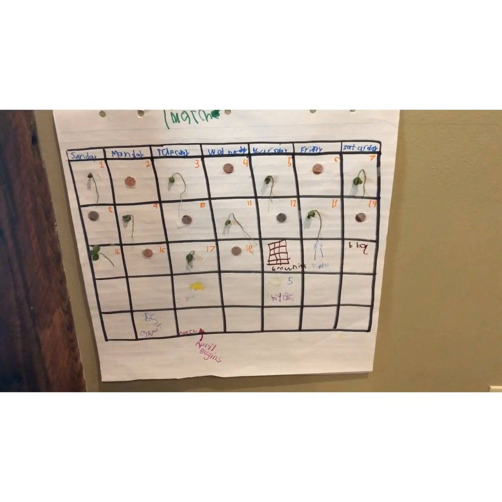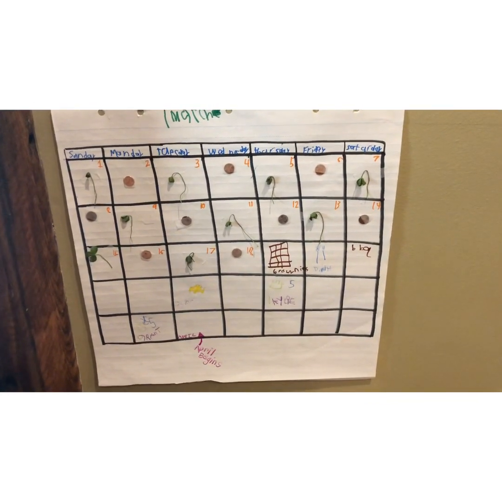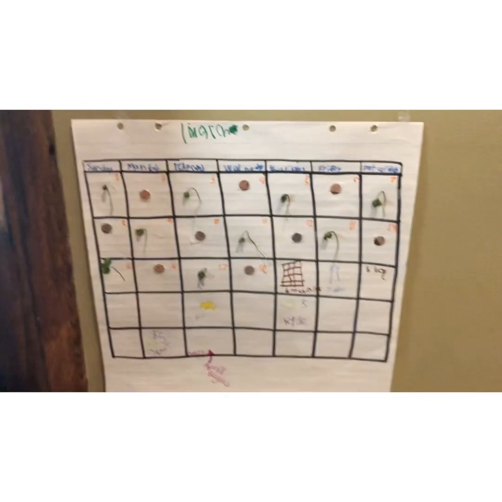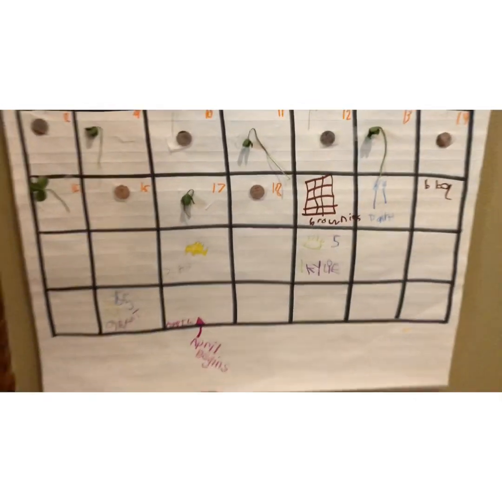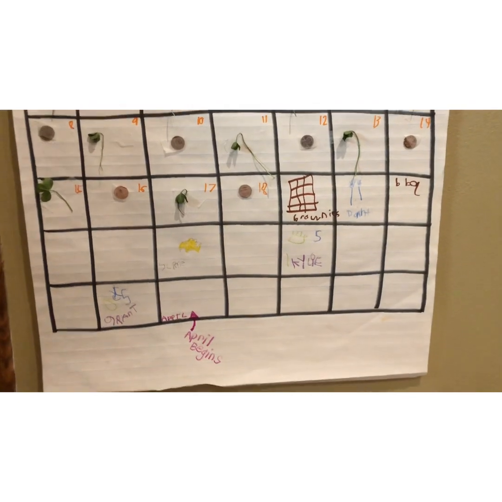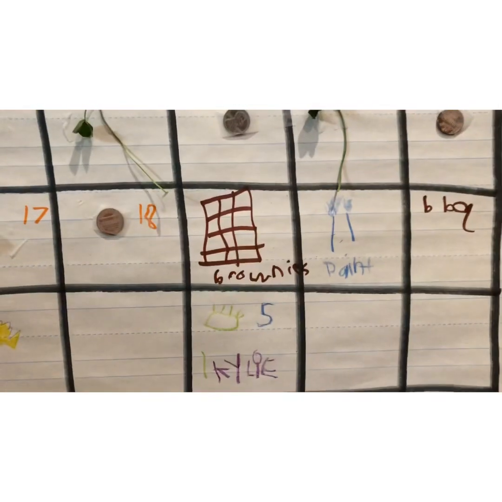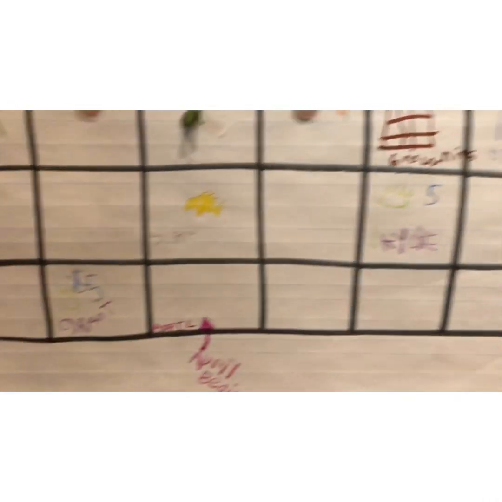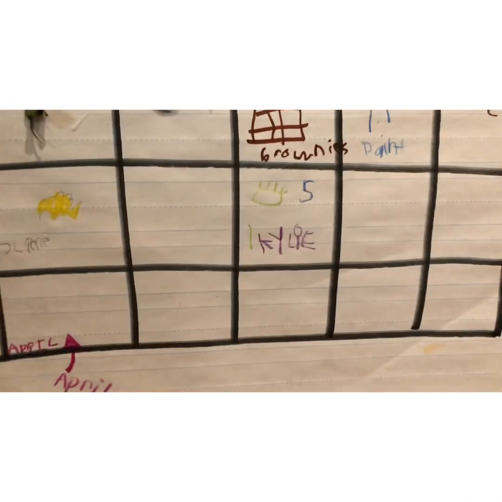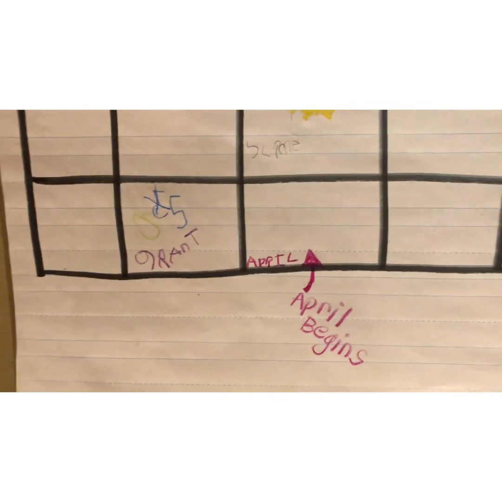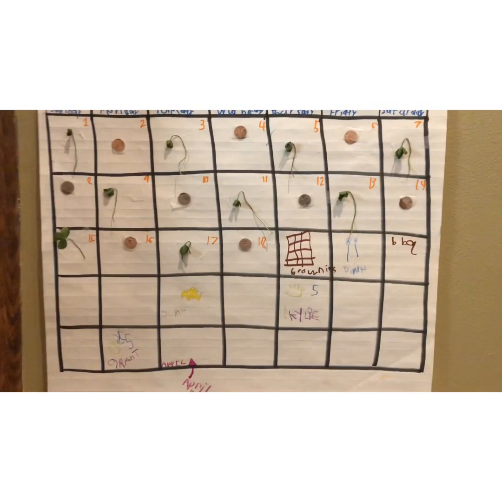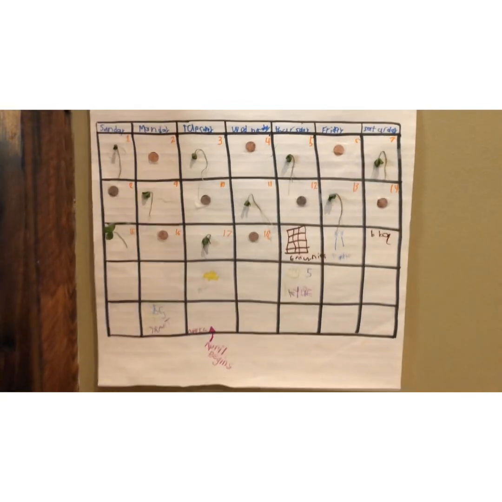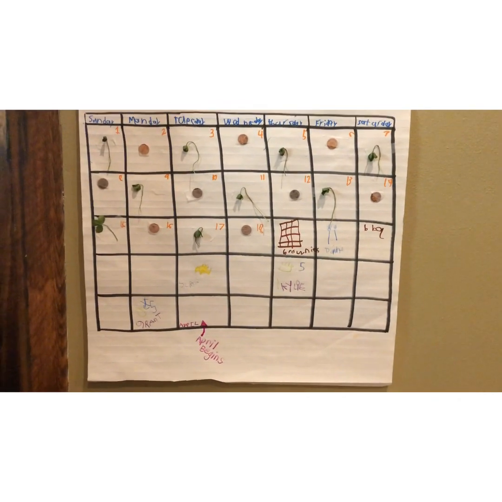As you can see, we have a March 2020 calendar. We have numbers. We're gonna add a number each day as we count. We have a pattern that we are gonna continue through the end of March. We have some special things that we have planned, like we're gonna have brownies, we're gonna paint, we're gonna barbecue, we're gonna make slime, celebrate Kylie's birthday, call Kylie for her birthday, call Grant, April begins, but we can also add things for the kids to look forward to as the month goes on.